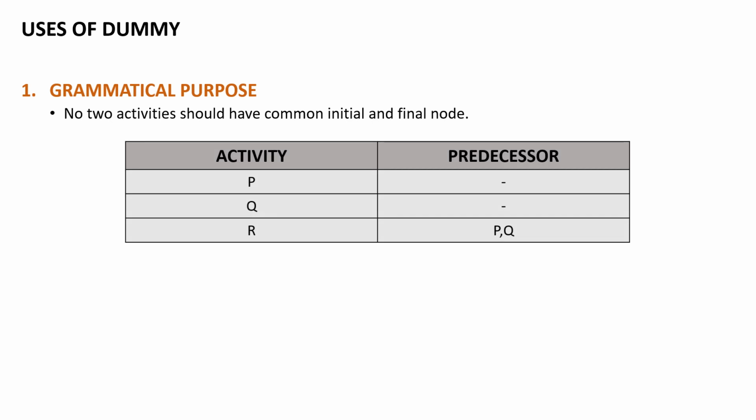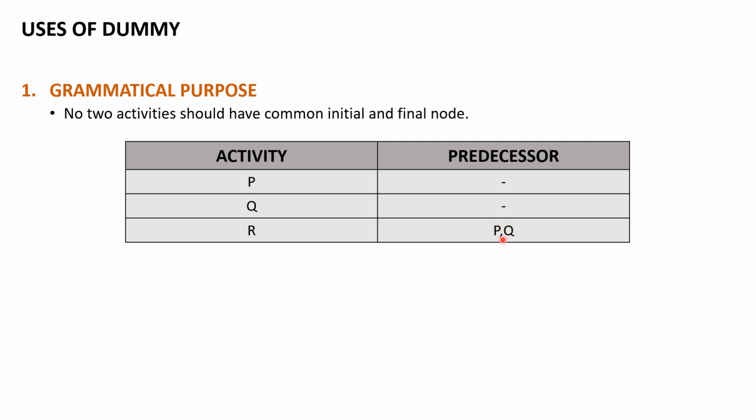So we have an activity and predecessor relationship. We totally have three activities for this example of grammatical purpose: activity P, Q and R. If we look here, activity P and activity Q do not have any predecessor, whereas activity R has predecessor activities P and Q.